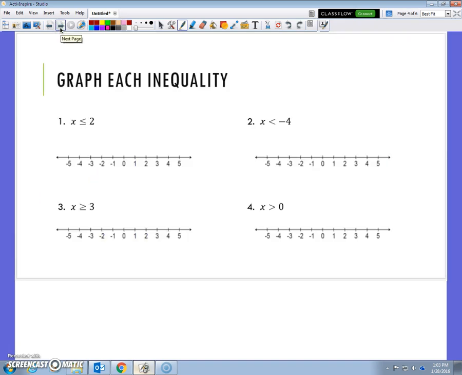We're going to graph these, and the first thing I want to do is look at each one. I want to say whether it's an open circle or closed circle. So number 1, I see this bar underneath. I'm going to say that's a closed. I see number 3, there's a bar underneath. That's going to be a closed circle. I see on this one, it's going to be an open circle because there's no bar. And on this one, there's no bar, so it will be open.